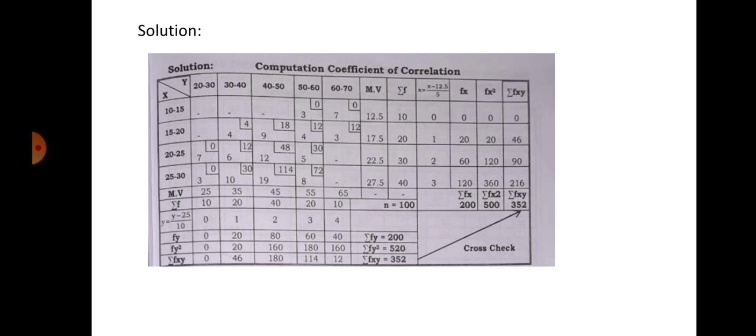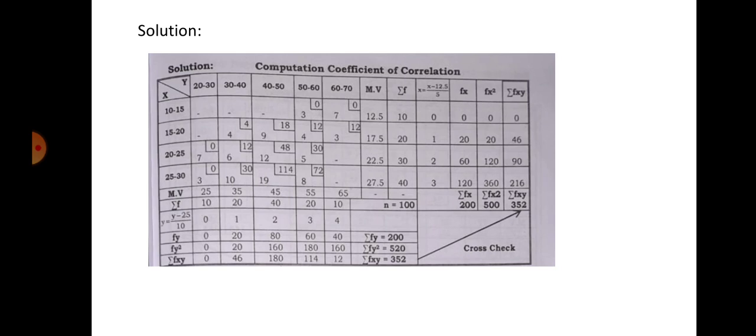Now you have to find f into y. 10 into 0 is 0. 20 into 1 is 20. 80 into 2 is 160. 60 into 3 is 180. Next, 40 into 4 is 160. You add all the fy square values to get sigma fy square as 520.